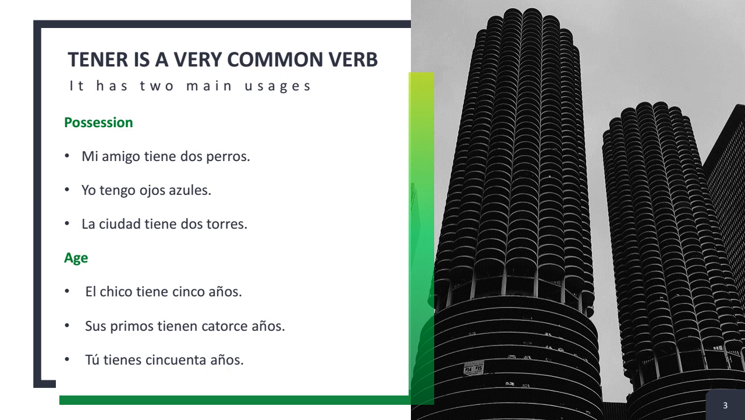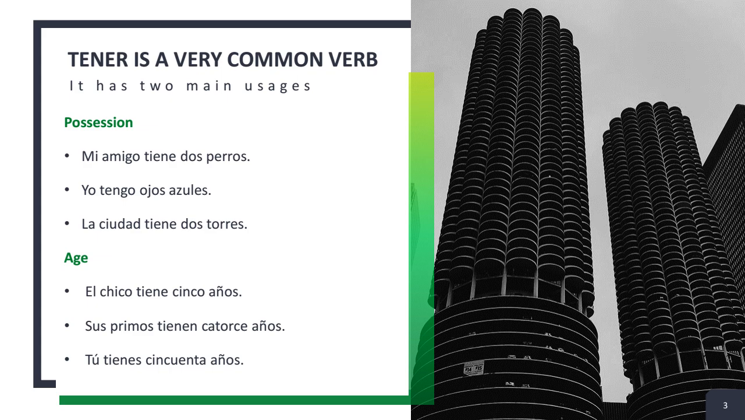The next three examples show how we talk about age in Spanish, which is very different than the way that we talk about age in English. So when we talk about age in English, we use the verb to be because we say, I am so many years old, or you are so many years old. But in Spanish, we don't say that. We say, I have this many years, or you have this many years. So in Spanish, we use the verb tener, which means to have, to express how old we are.